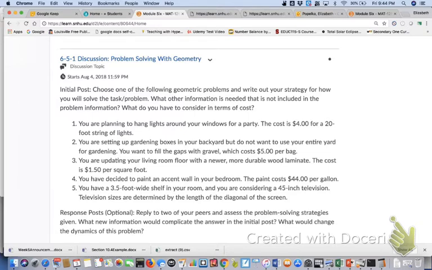So you're going to choose one of those 5 scenarios, and you are going to write out your strategy for how you will solve the task or problem. You might want to refer to Module 1 and look at some of those problem-solving strategies. To be honest, the fact that these all involve geometry and a great deal of measurement, drawing a diagram is probably going to be a really good idea, as is doing some estimation.